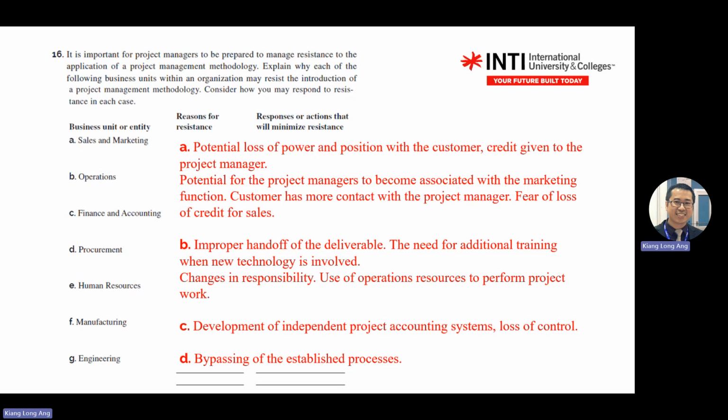So for the response, you go and think about how to respond. This is a reason. So B, operations. They resist why you introduce the project management method or the position of project manager coming in to disturb their life. Why don't operations people like it? Because maybe there's an improper handoff of the deliverable, meaning maybe the previous project was not properly handed over, and they need new technology training, changes in responsibilities. So maybe operations are confused by how you manage the projects.